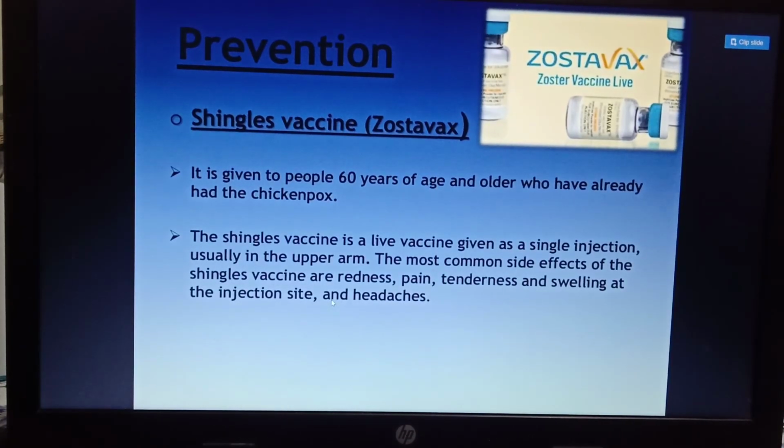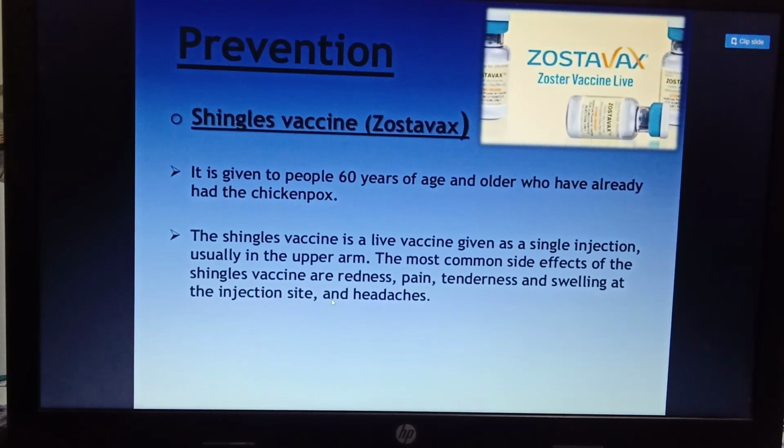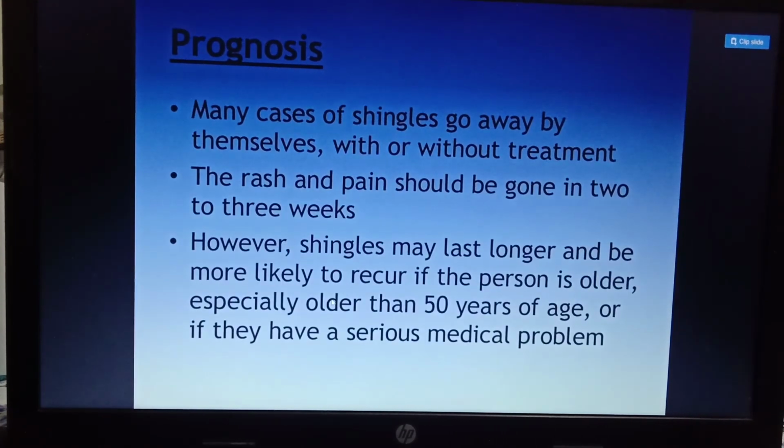So for prevention, you have to use the Zostavax vaccine, mostly for people in the 50 or 60 years age group. Okay, so it is a live attenuated vaccine, a single injection given in your upper arm. With this vaccine, the side effects that occur are redness, pain, tenderness and swelling at the injection site, and the person may also have a headache. So those are the side effects you can see with this shingles vaccine. It is a live attenuated vaccine. Okay, so that is the prevention with the shingles vaccine.